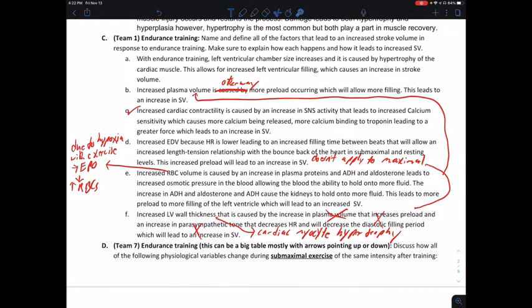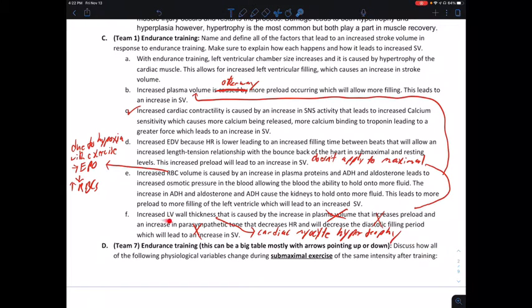We see an increase in end diastolic volume, and that's partially due to the plasma volume that was mentioned before, but also partially due to heart rate being lower. That would only apply to submaximal exercise and resting. It doesn't apply to maximal exercise because heart rate doesn't change maximally.